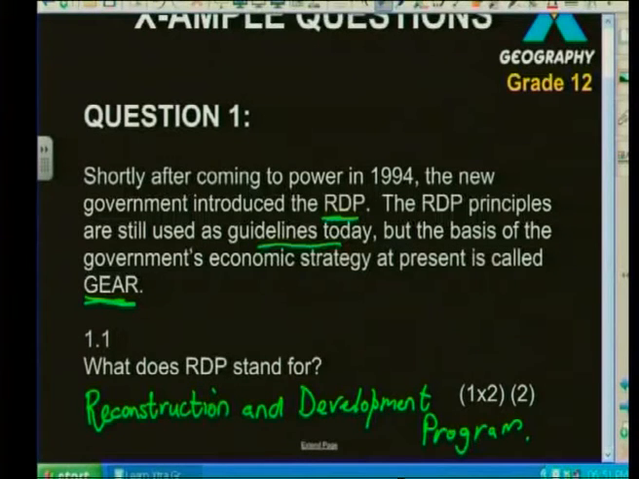In 1994, after the first democratic elections, the new government was faced with challenges that the country needed to be reconstructed and developed. The then President Nelson Mandela came about, together with his government, on the RDP, which is the Reconstruction and Development Program. As time went on, a strategy called GEAR was developed, which is the growth, employment, and redistribution. In this particular section, we are specifically referring to the RDP. The RDP is responsible for most of the growth and development that we see in our country today.